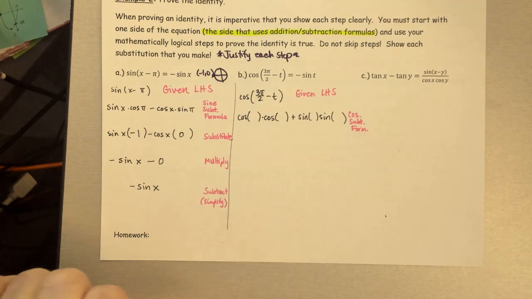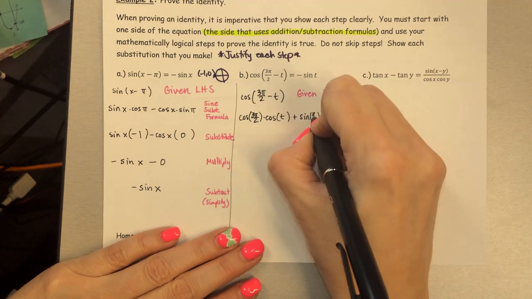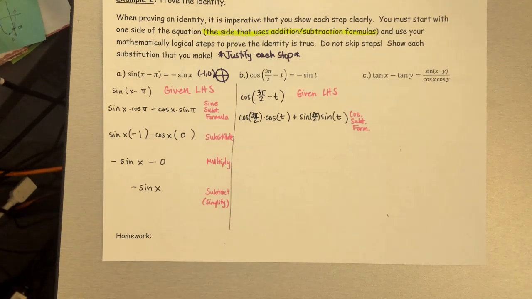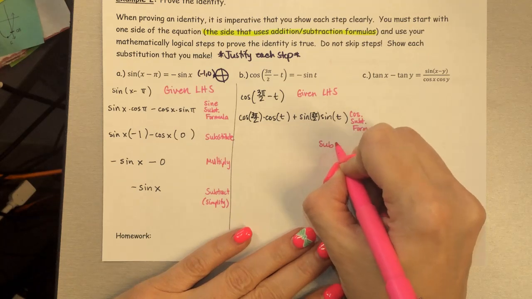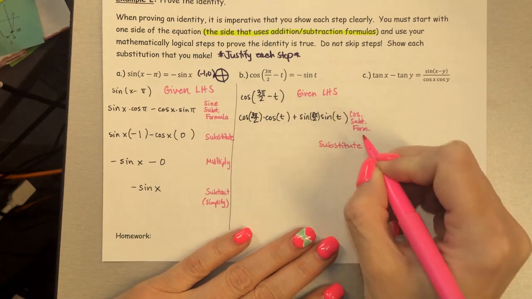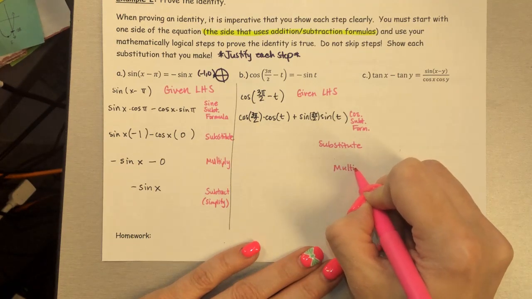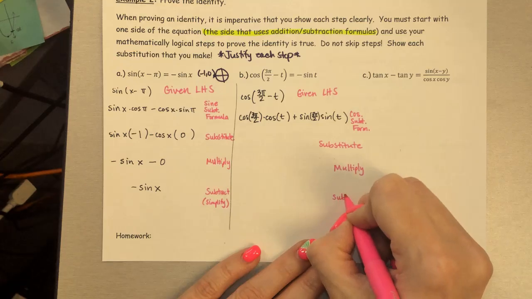Okay, and in this case, we have 3 pi over 2 and t. Again, your steps are going to be substitute, then we're going to multiply, and then we're either going to subtract or simplify.